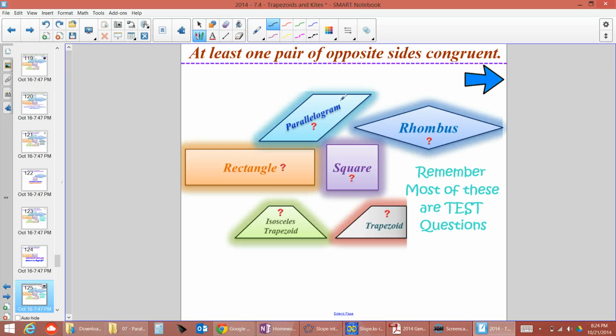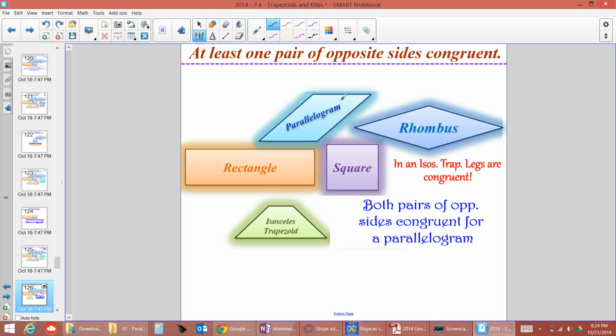At least one pair of opposite sides are congruent. That is the same as a parallelogram, but it includes an isosceles trapezoid. If it has at least one pair, isosceles trapezoids have one pair. They're right there and right there. So they get to be included in that little group. Study that for the test.